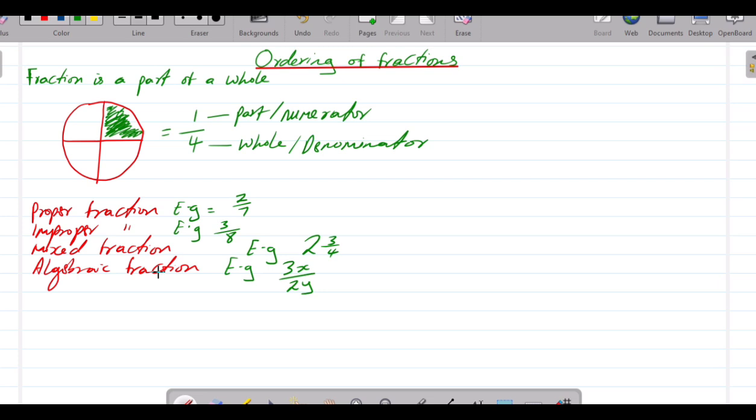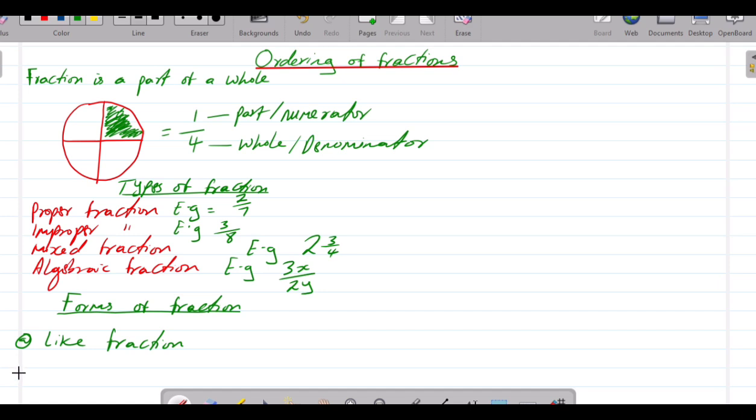But in today's class, we're going to consider two major forms of fraction. And these fractions include like and unlike fractions. So these are the two major fractions we're going to discuss in today's class.